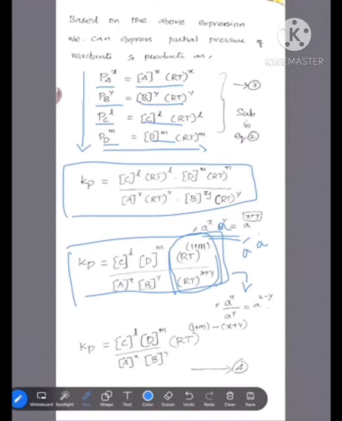Then you get the concentration of C to the power l and D to the power m by the concentration of A to the power x and B to the power y. We get RT to the power l plus m minus x plus y. This you can write as delta ng. I'll tell you what delta ng is on the next page.